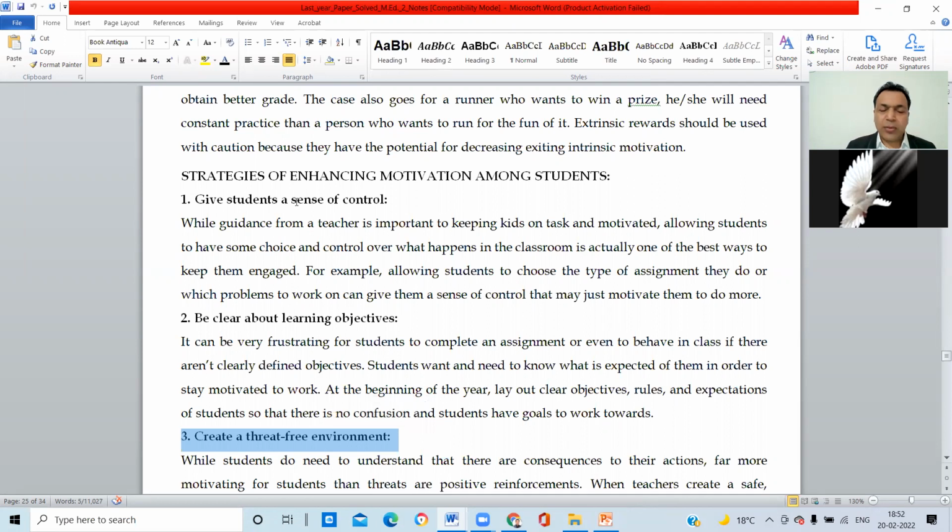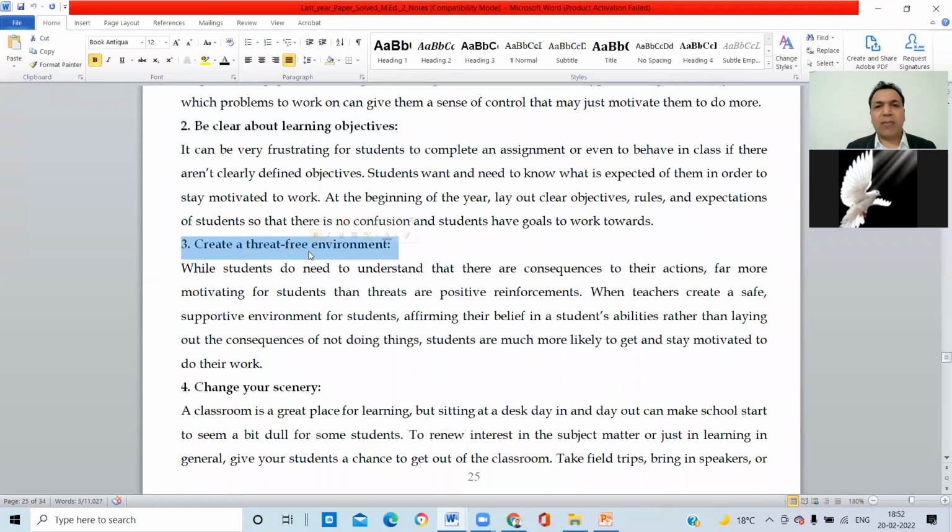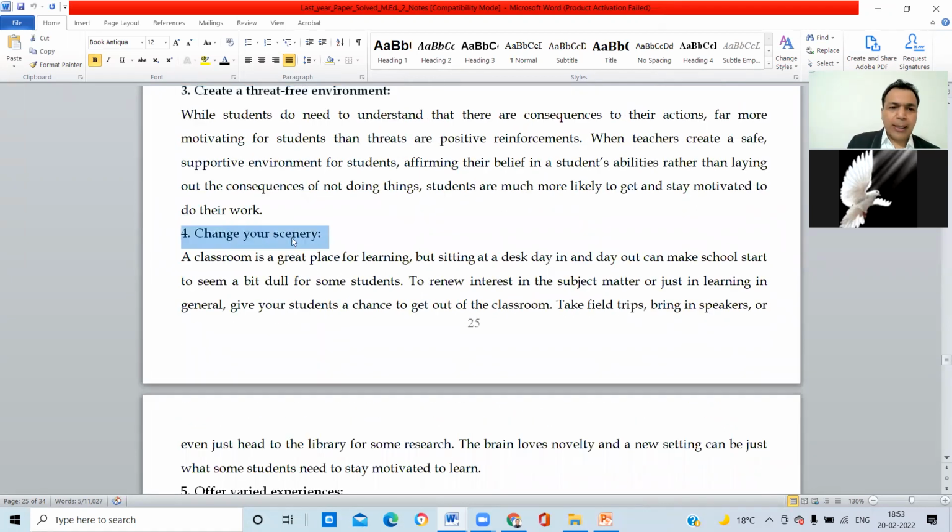For example, give students a sense of control, be clear about learning objectives, create a threat-free environment. Once you are teaching in the class, give a democratic environment to the students. Every student should ask questions. Change your scenery, which means not every time just start teaching, but take different activities.